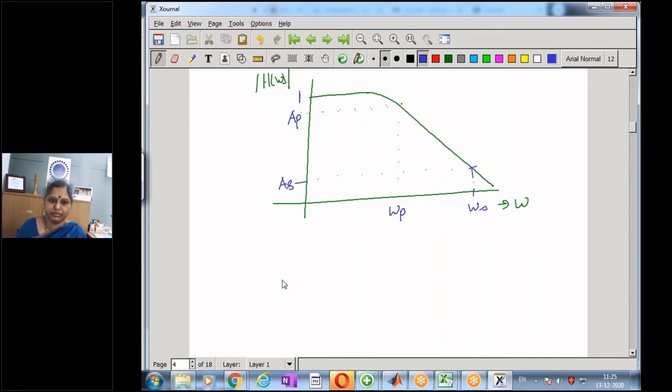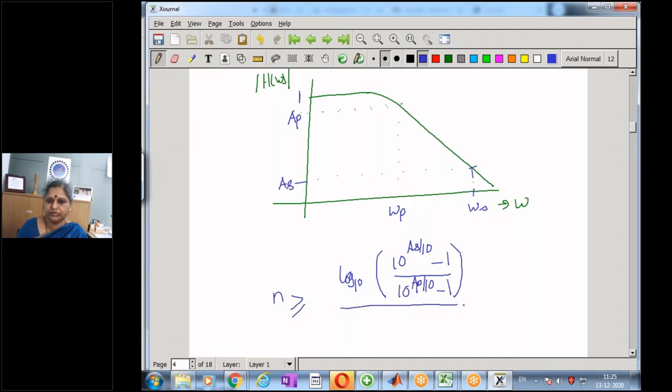The order of the filter is given by this expression. N has to be greater than or equal to log base 10 of, 10 to the power of AS by 10 minus 1, divided by 10 to the power of AP by 10 minus 1, whole divided by 2 log of omega S by omega P.